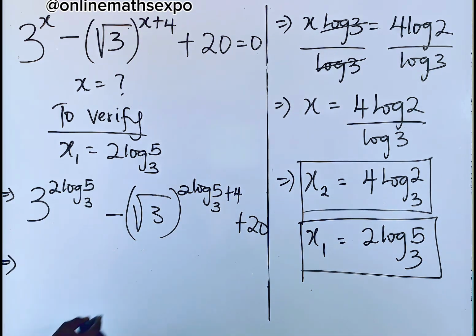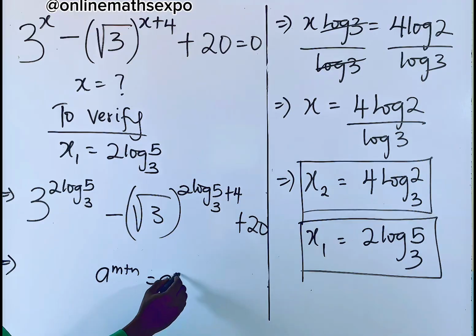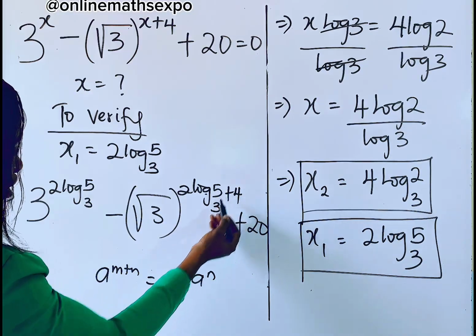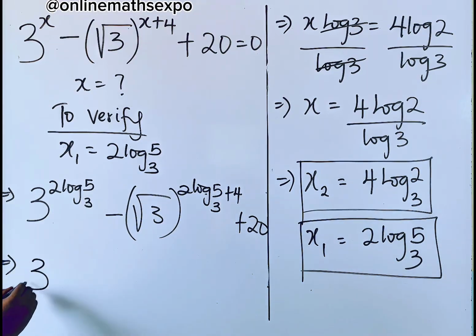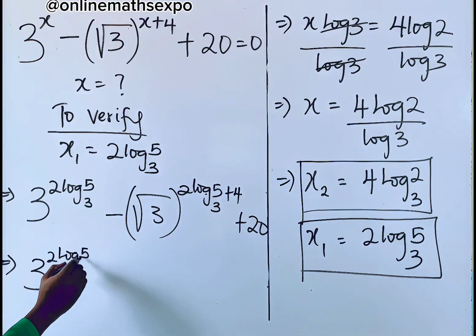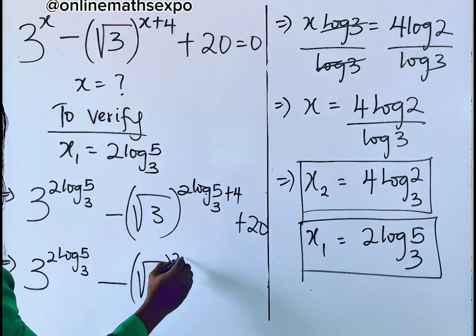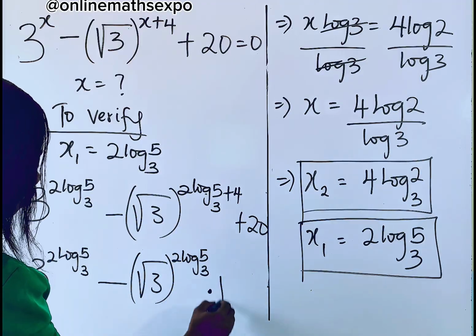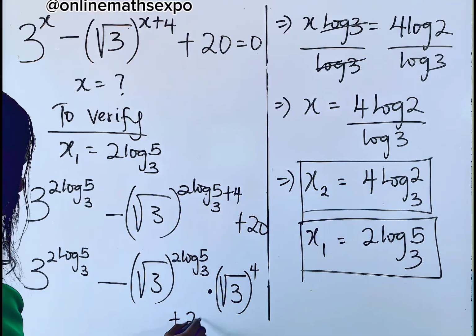Just also remember that when you have a to the power of m plus n, like we said at the beginning, it is a to the power of m multiplied by a to the power of n. So we can work on it here. Remember, this and this are joined by addition, just like what we have here. So we're going to apply it to now have 3 to the power of 2 log 5 base 3 minus root of 3 to the power of 2 log 5 base 3. This addition sign turns to multiplication. So we have this raised to the power of 4, then add 20.